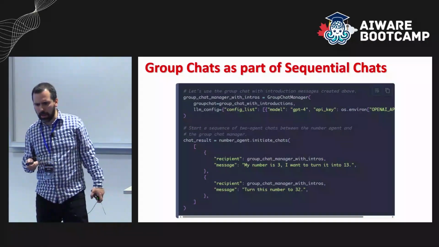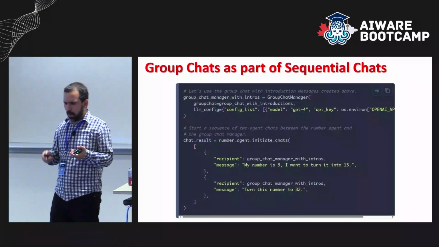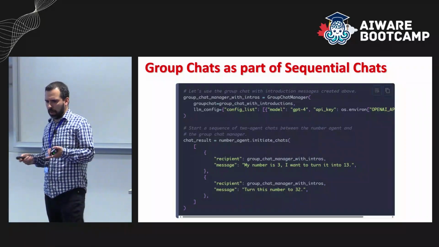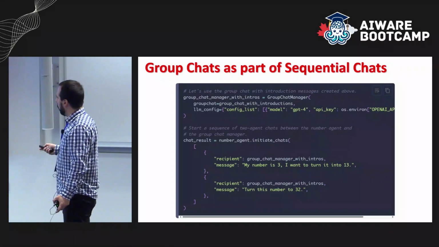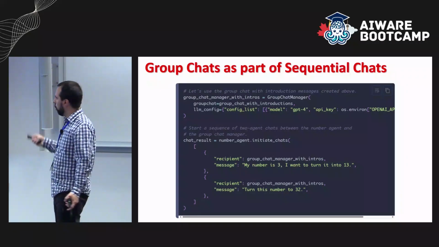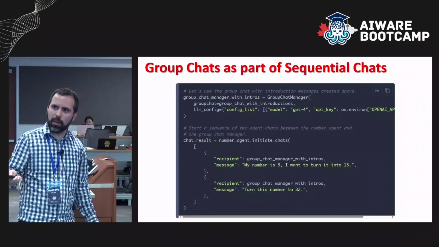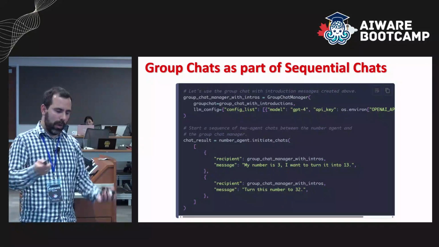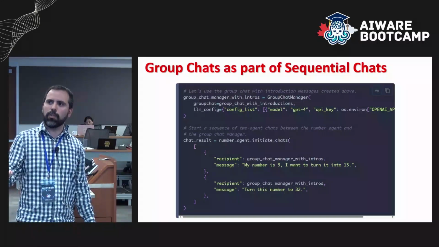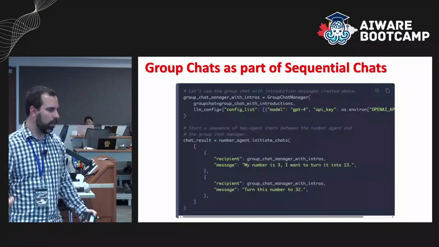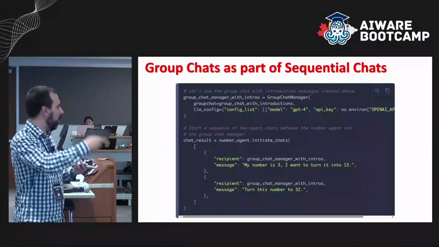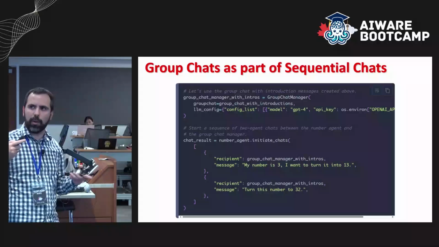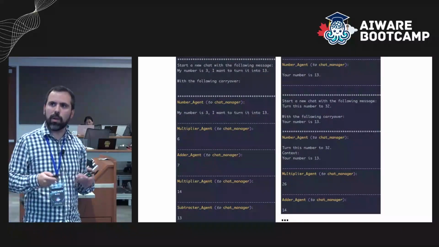Right, then this can get very complicated, as complicated as you wish. So you could have, again, this group chat happening as part of a sequential chat that we saw before. Here you would have this group chat manager with the introductions happening. And so you have 3, you want it to be 13, and once you get 13, you want it to turn into 32. So you could repeat that same thing over and over, or have very complex interactions going on.